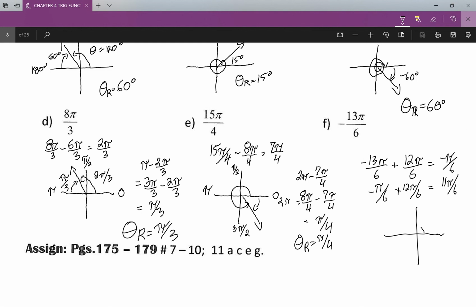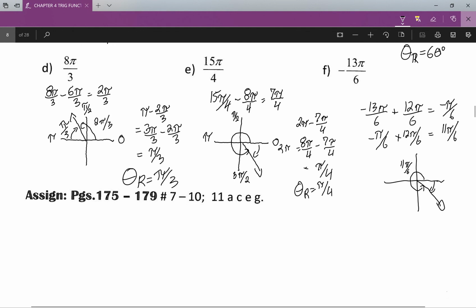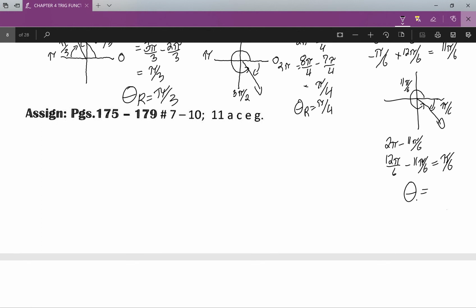And right here what we get is we read the angle. 11 pi by 6 is a bit more than 3 pi by 2. And it comes out right there. So that's 11 pi by 6. But again, we want the angle that's from there to there. So I go 2 pi minus 11 pi by 6, or I go 12 pi by 6 minus 11 pi by 6, and that leaves me with pi by 6. So that angle is pi by 6, which means that my reference angle is going to be pi by 6.